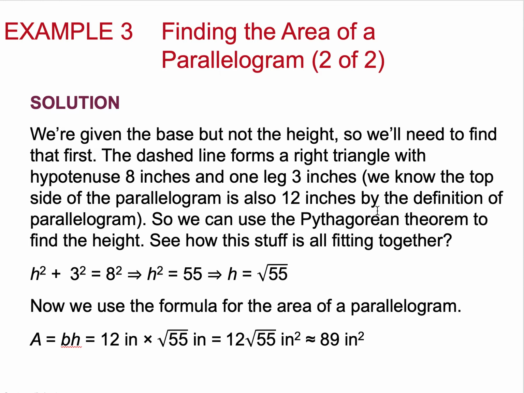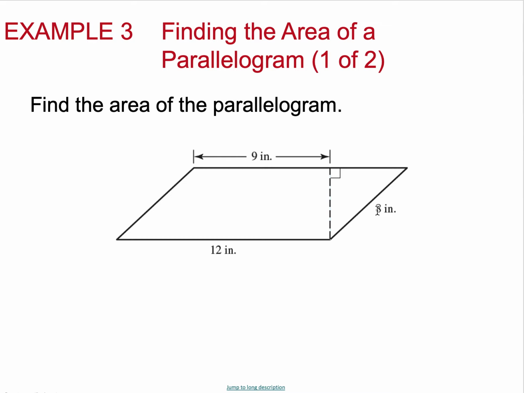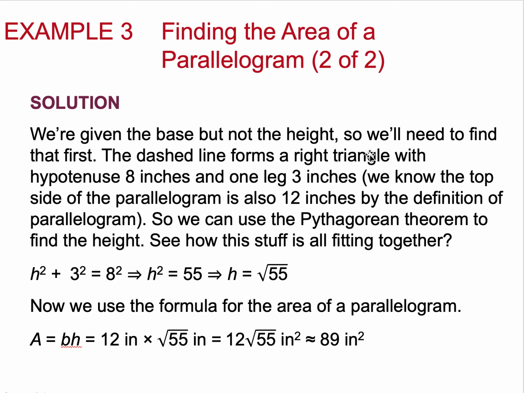So in order to do this, I'm going to have to use the Pythagorean theorem. So that 8 that they gave me was the hypotenuse of the triangle. And I know that from the shape they're giving me here, that base of this triangle right here is 12 minus 9, which is 3. So I'm going to plug into the Pythagorean theorem and say the height squared plus the side squared, 3 squared, is equal to the hypotenuse squared, which is 8 squared.